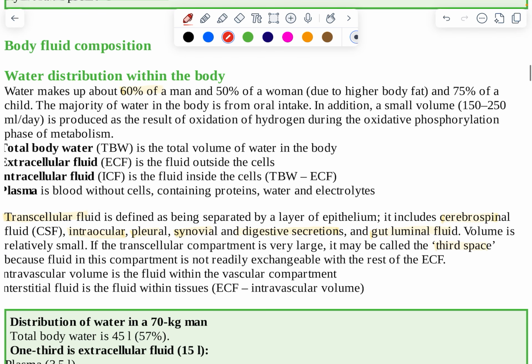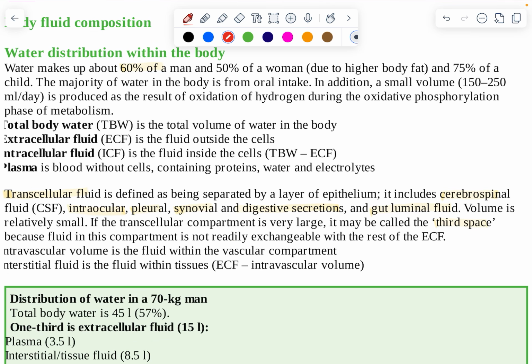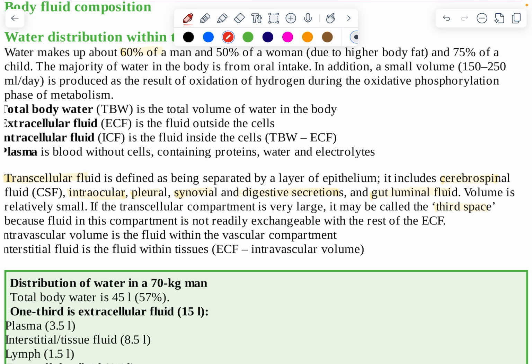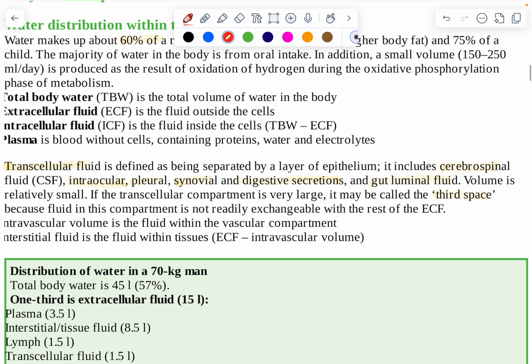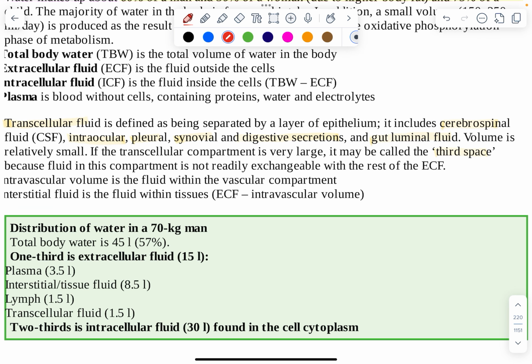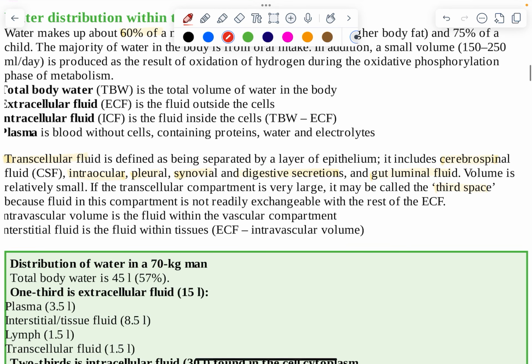containing proteins, water, and electrolytes. Transcellular fluid is defined as being separated by a layer of epithelial material: cerebrospinal fluid, intraocular fluid, synovial fluid, digestive secretions, gut lumens. The volume is relatively small. If the transcellular component is very large, it may be called third space. So this is something called third space.